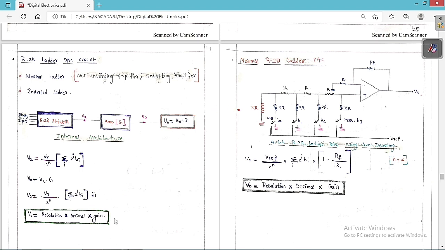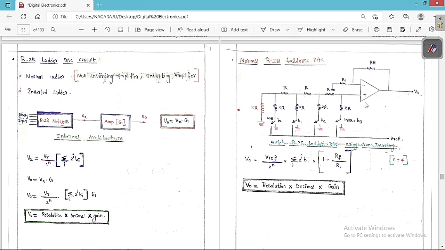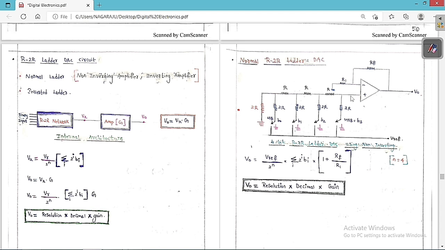So this is a general case. Now we are going to study a specific case, the normal R2R ladder type DAC with a non-inverting amplifier. You can see clearly this is the non-inverting amplifier, because we are giving the input to the non-inverting terminal. So this circuit we have just studied. What is the value of Vx? I have already told you Vx is equal to V reference by 2 to the power of n into decimal equivalent of the binary input.